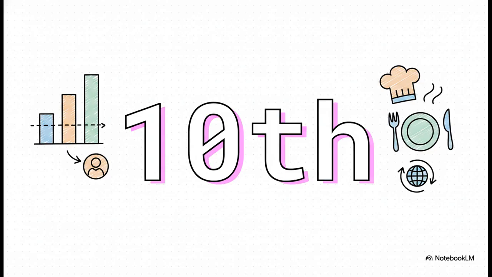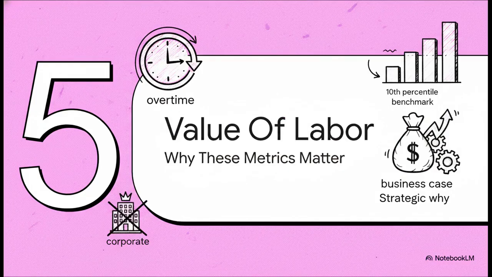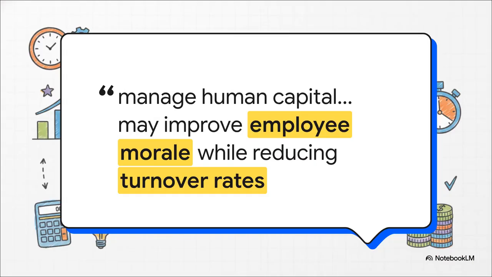And finally, Section 5, the value of labor data, or basically why all these metrics actually matter to the business. So we've covered the what and we've covered the how, but let's wrap things up with the strategic why. Like, why go through all this effort to separate out overtime, exclude corporate staff, and benchmark the 10th percentile? Well, as the source material points out, offering competitive wages and safe environments directly boost employee morale. And higher morale, it ultimately drives down those turnover rates.